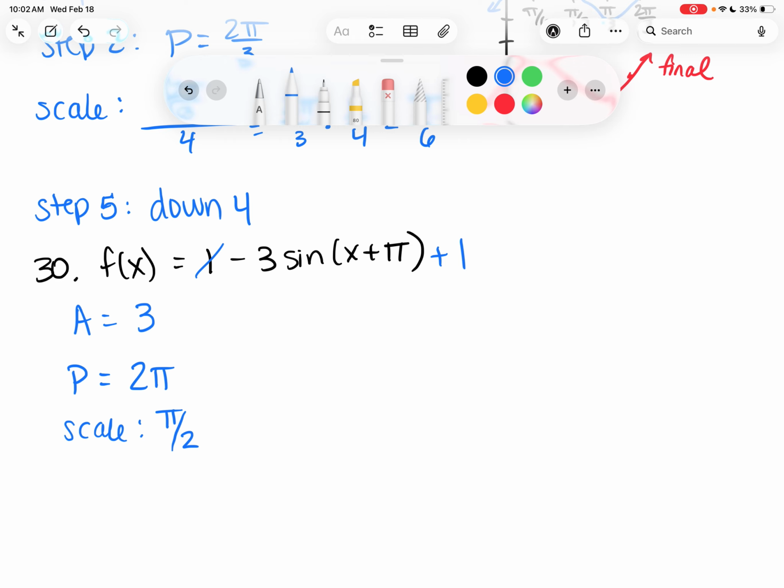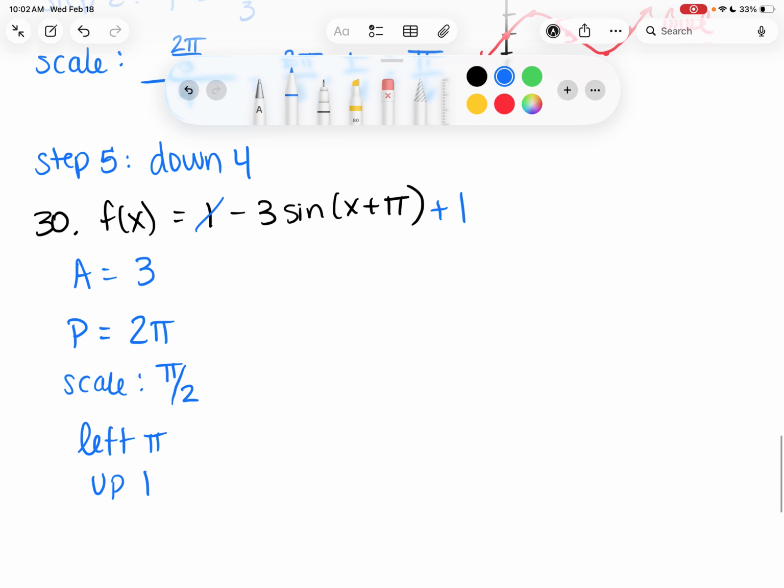All right, and then is this one being shifted at all? Yes. Up 1. Left pi. Left pi and up 1. It doesn't matter which order you write them in. I just notice I'm not even writing steps, I'm just writing all the things down. Did I hear something else about this one? Reflective. Okay.